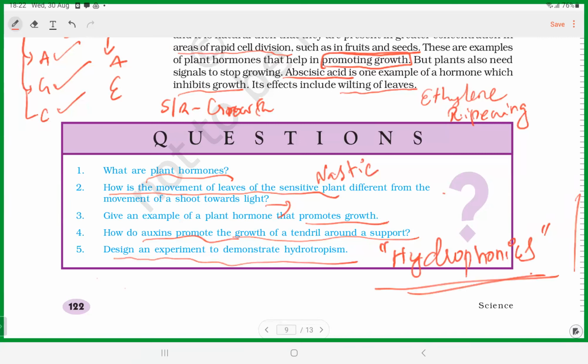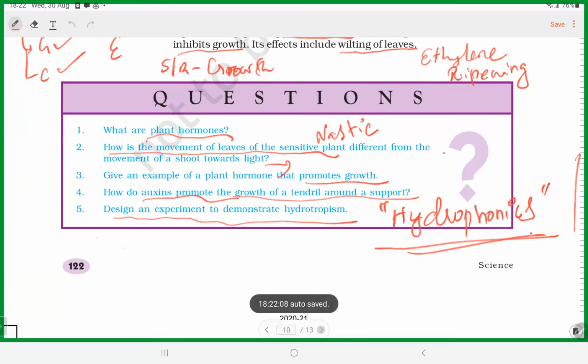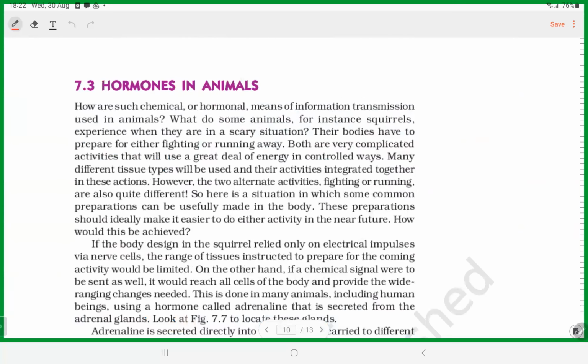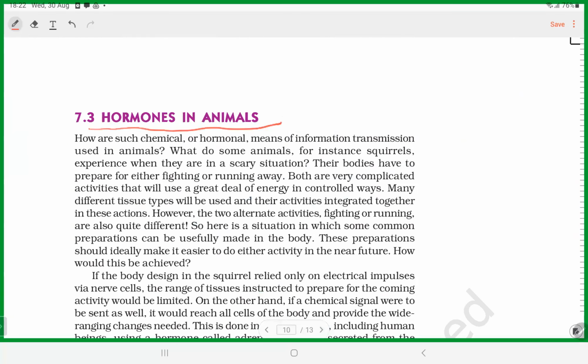Okay, fine. So, anyway, with this we will stop. Any questions? Next class, we will discuss the hormones in animals, the chemical coordination system, the glands and hormones, tomorrow. Okay?